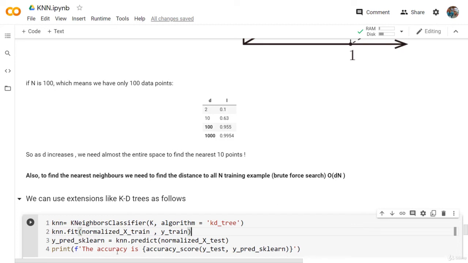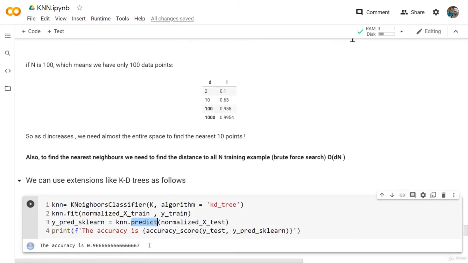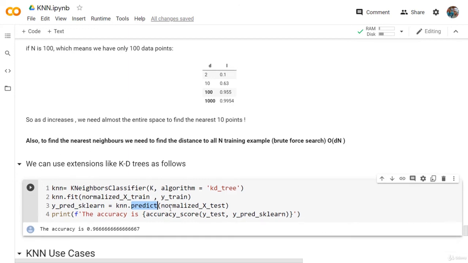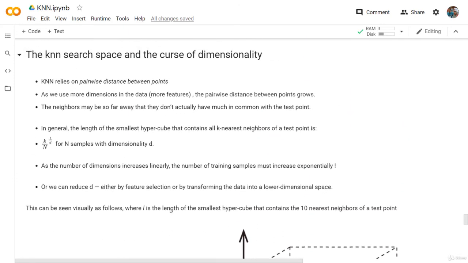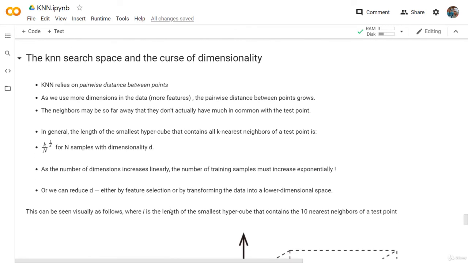After that, of course, we fit the data, use the prediction function, and calculate the accuracy. The accuracy will be the same. But if you have a very, very large data set, then using the KD search or any other searching algorithm will make your code run much faster. So this is the curse of dimensionality and the KNN search space.